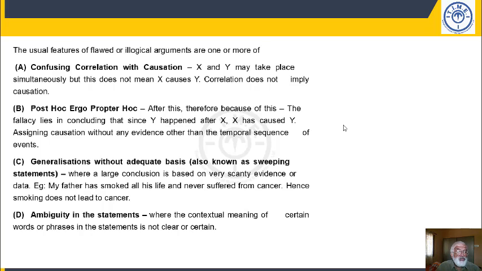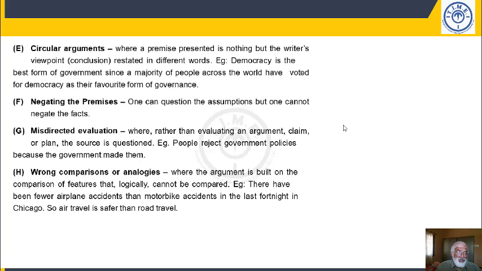Ambiguity in statements, where sometimes the meaning itself is such that it's not clear what the connections are. Now that would be more the nature of disconnects, right? So I can have misconnections, I can have disconnections. Circular arguments, which means you're actually presenting as explanation something that's already part of the argument. So when a premise presented is nothing but the writer's viewpoint restated in different words, then how can it be a premise? It's already his viewpoint.